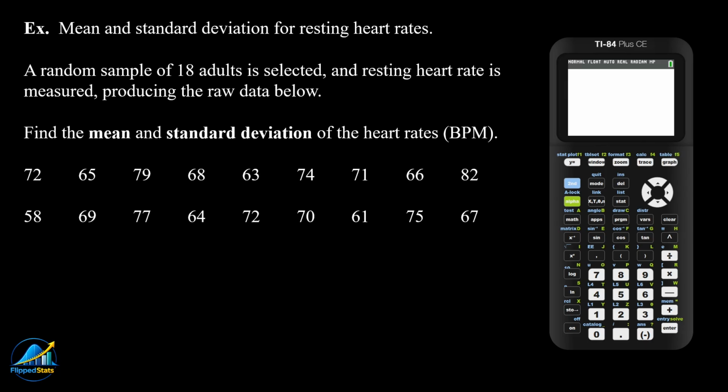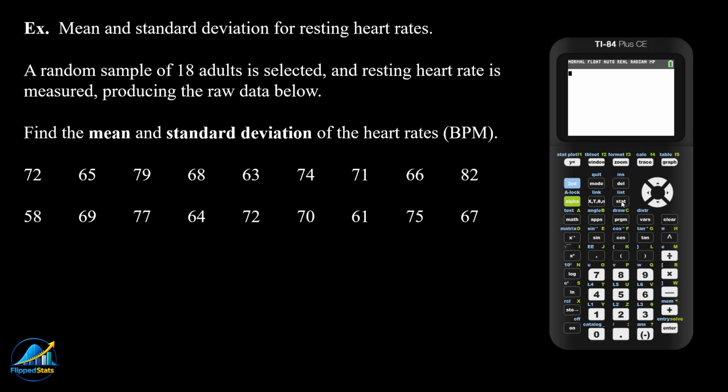In this video, we're using the one variable statistics function in the TI-84 to find the mean and standard deviation of a sample of heart rate measurements, and those are measured in beats per minute or BPM. Now the standard deviation is the tricky one, so make sure you catch the common pitfall when we get to that.